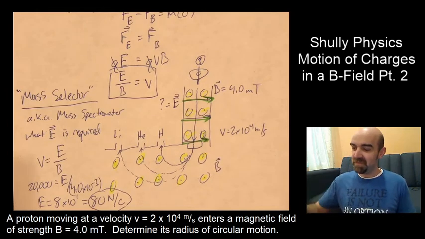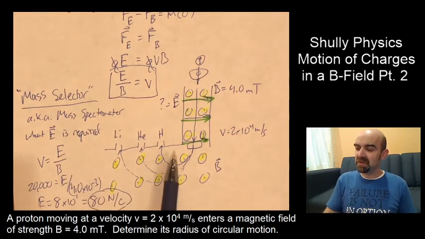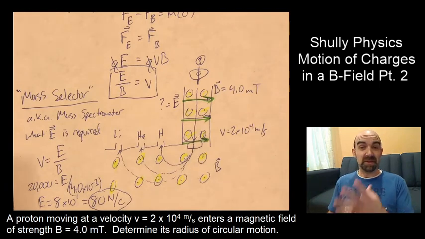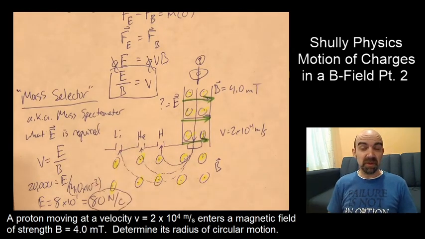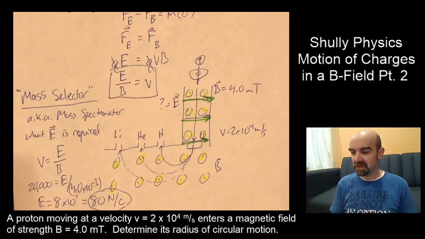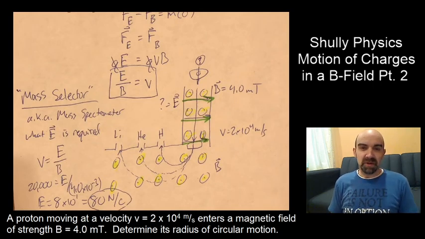But this is also called a mass spectrometer. Generally, there's a screen that lights up in different locations to tell maybe the percentage of hydrogen or helium or different types of particles, what percentage are in that beam. So there's a lot of different uses for mass spectrometers. But that was just an introduction.